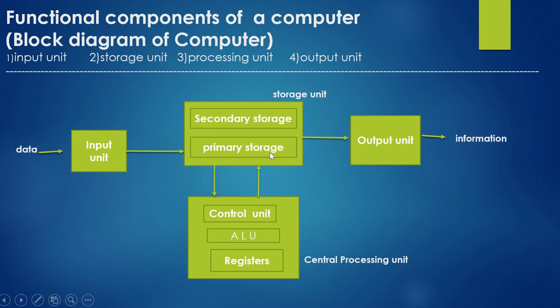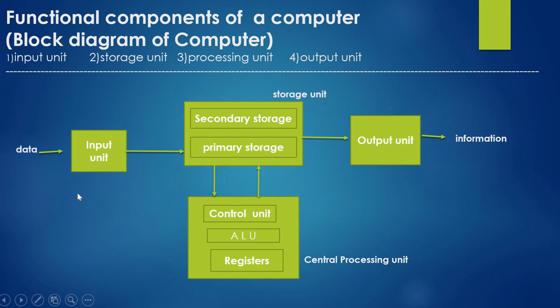That result will be in a binary form. Okay, that binary form a human cannot understand. So this output unit converts the binary form of the result to human understandable form and displays the result. That is, the computer converts the data to information. That is why information is the processed data. After processing the data, we are getting the information.